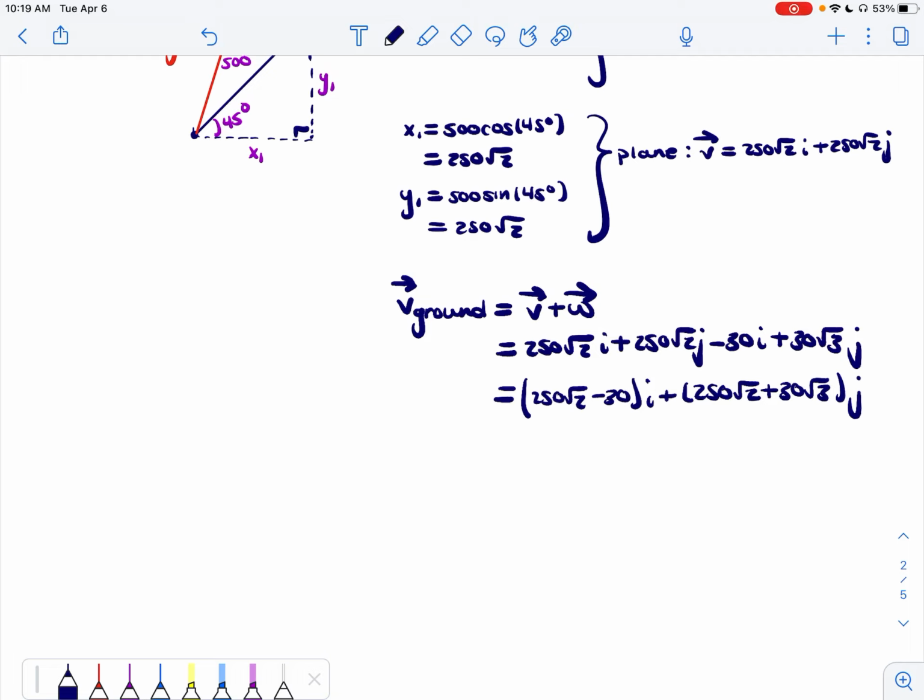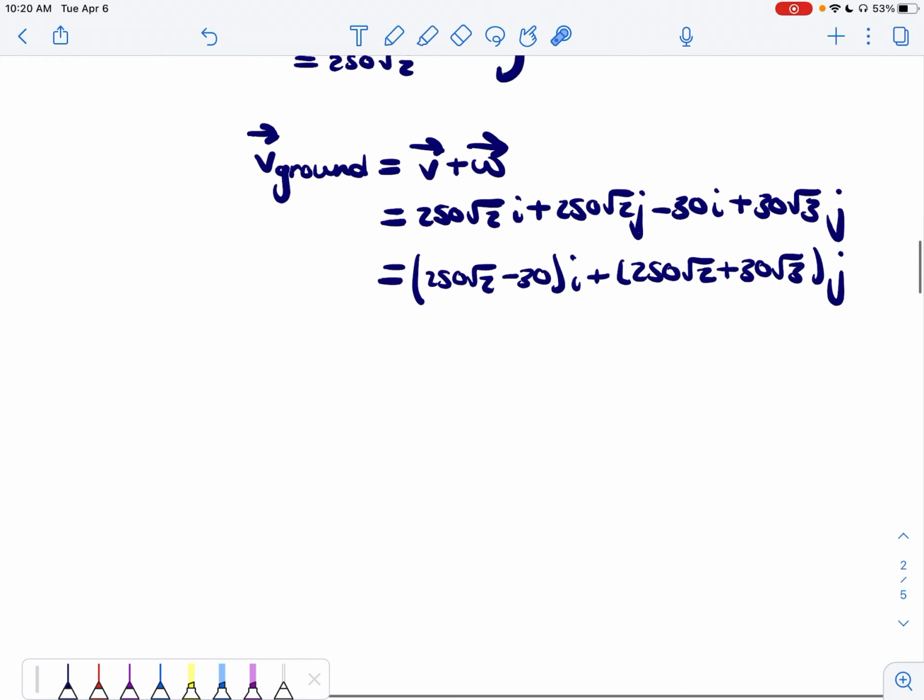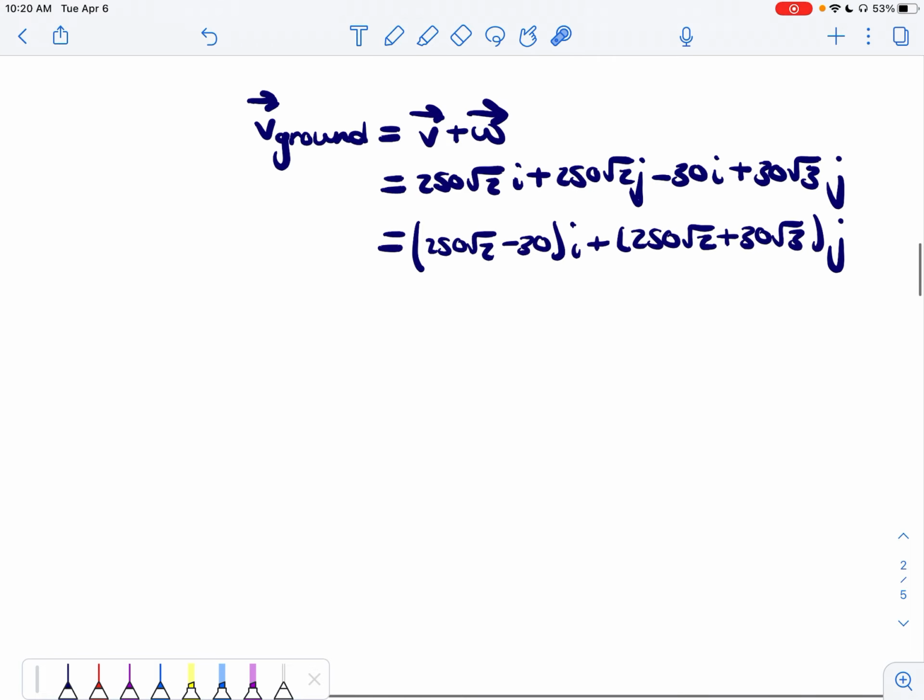Now, if you want to at this point, you can plug these into your calculator and get some decimal approximations for them. I just don't want to have to deal with carrying all those decimal places along personally, so I'm just going to keep them exact. Okay, so that is the velocity vector for the velocity of the plane relative to the ground.